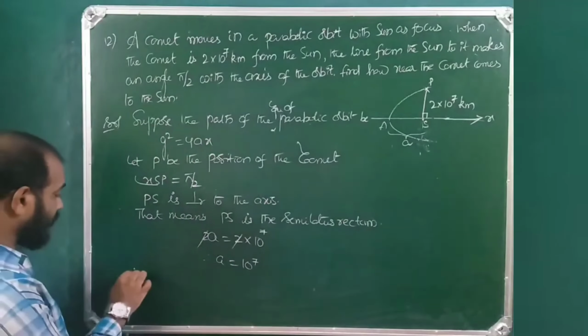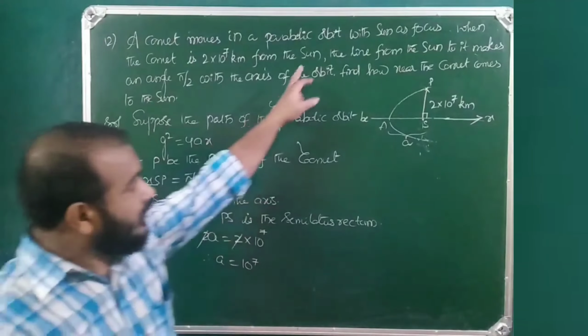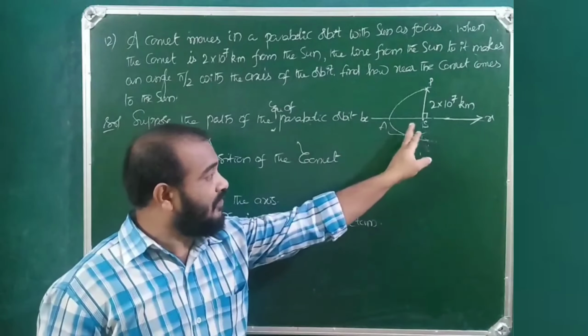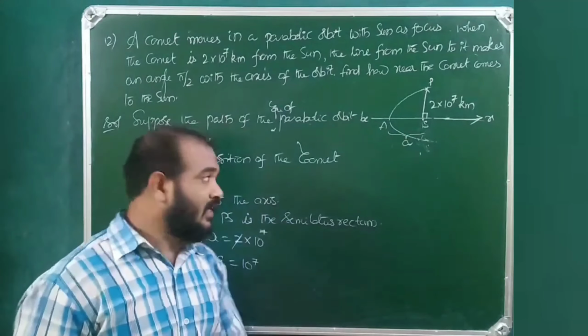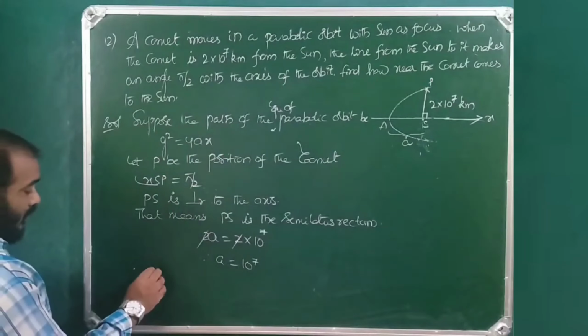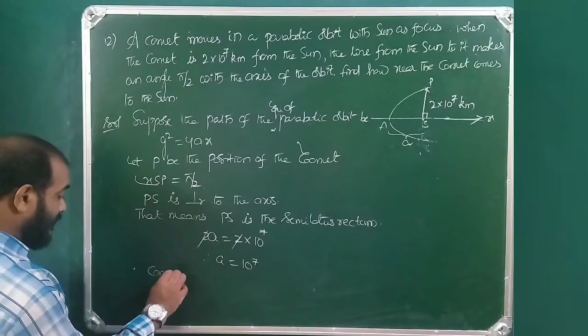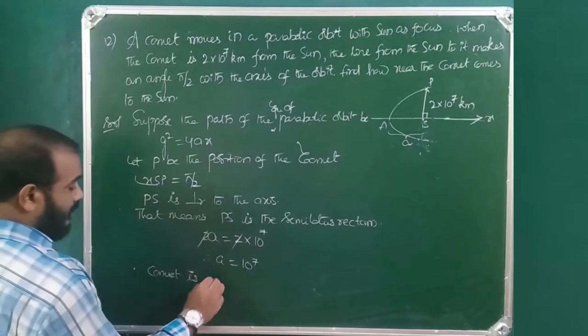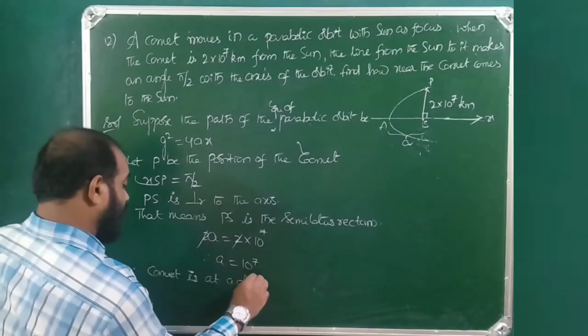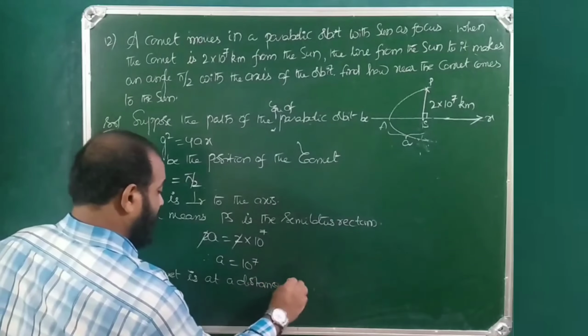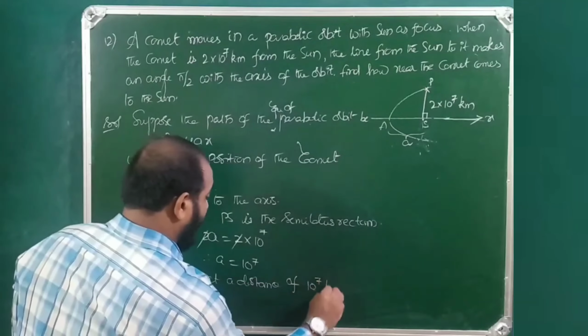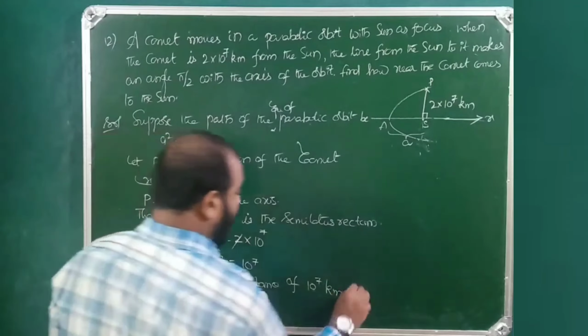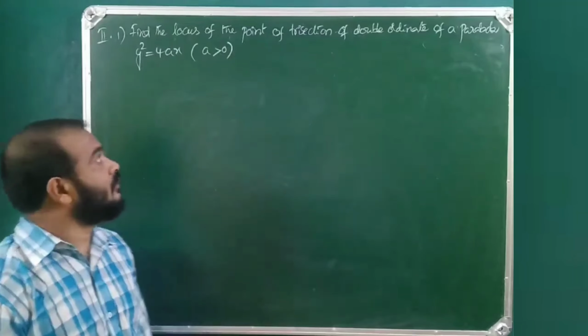Therefore, the comet is at a distance of 10 power 7 kilometers from the sun.